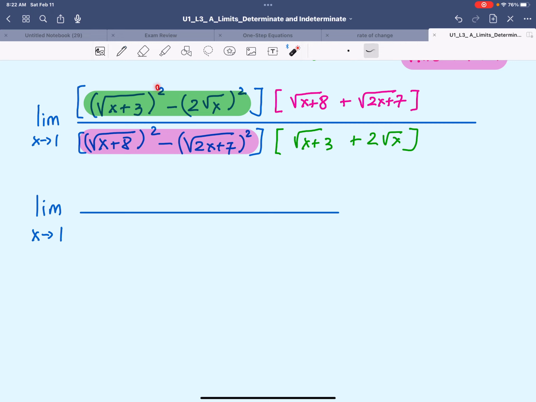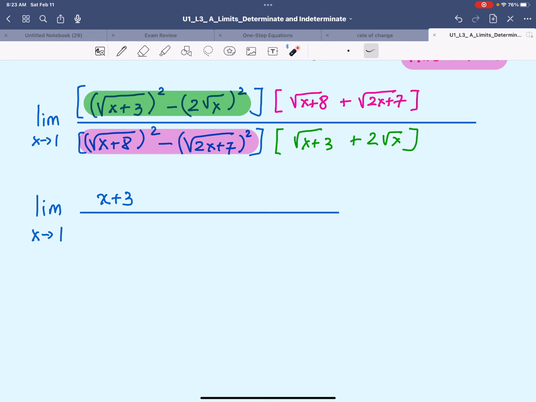So when we apply a power of 2 to a square root, the square root will disappear because remember the square root is nothing but an exponent of a half. So 1/2 times 2 is 1, right? So it's x plus 3 to the power of 1. So I'll write x plus 3 here. And here we have 2 root x to the power of 2.